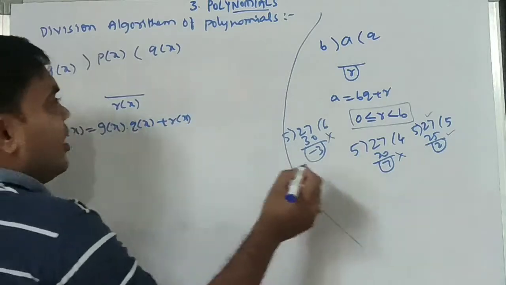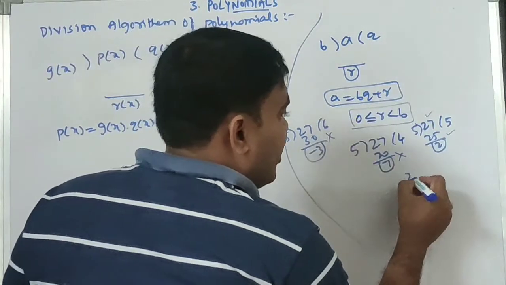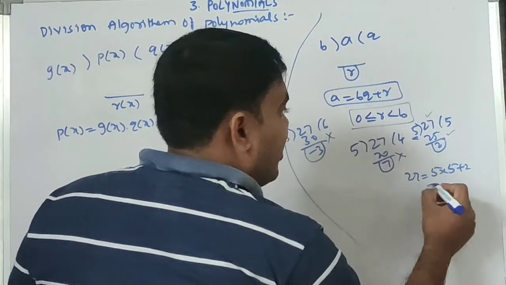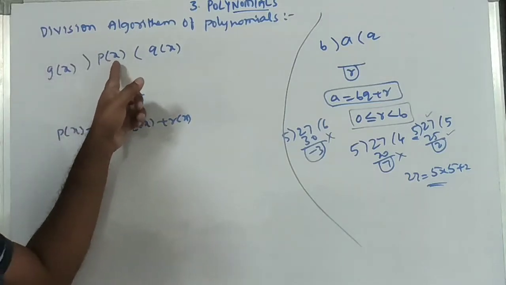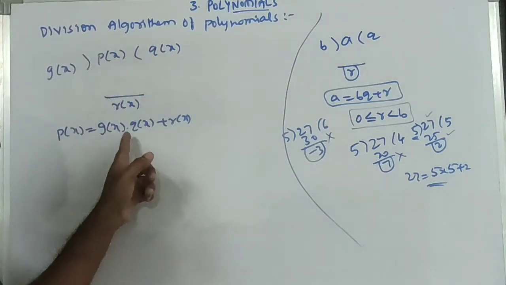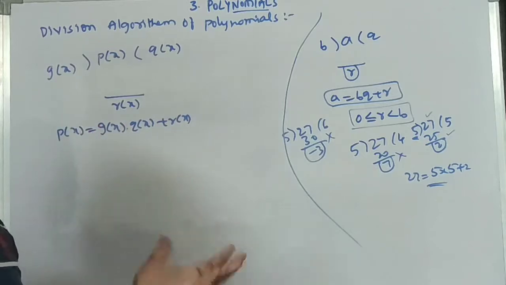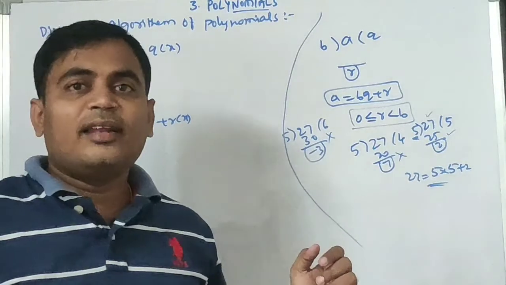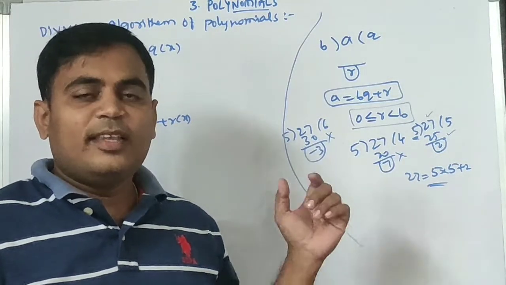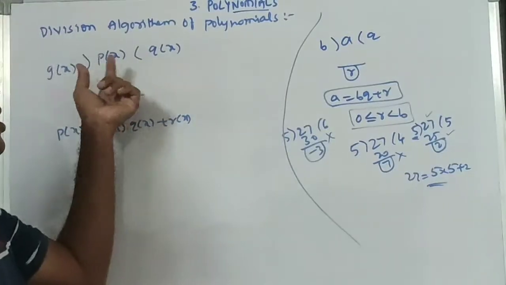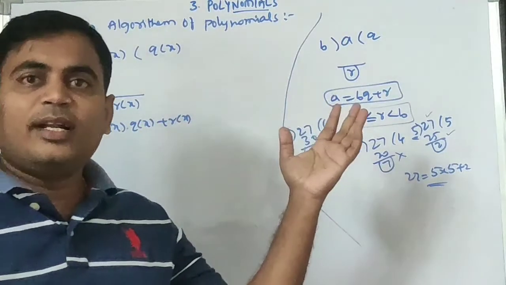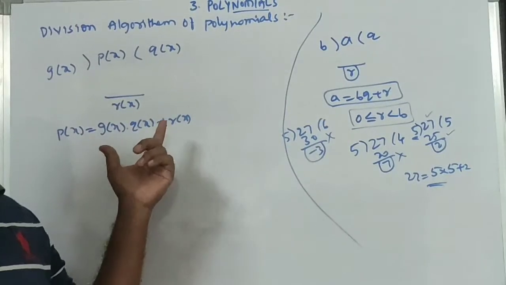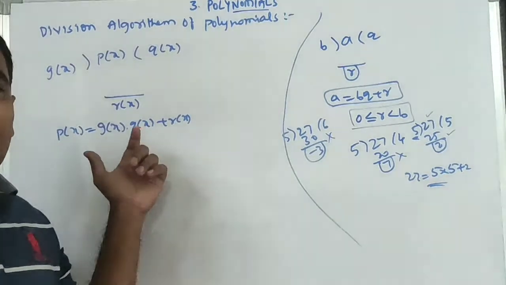Similarly, here a equals bq plus r. Here 27 equals the divisor 5 into quotient 5 plus 2. However, we are writing like this: p of x, the dividend, equals divisor into quotient plus remainder. And this expression is called the division algorithm of polynomials. The division algorithm is nothing but dividing a polynomial by another polynomial, getting the quotient as well as the remainder, and writing them together in a single expression.